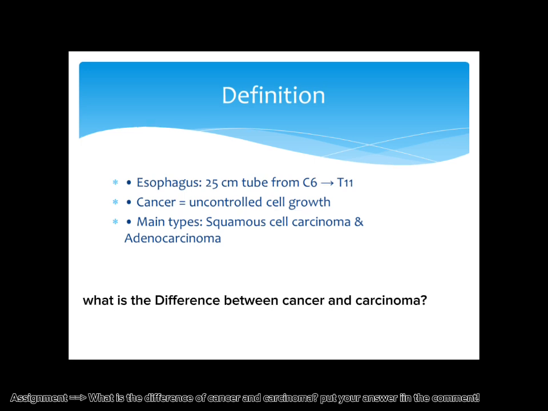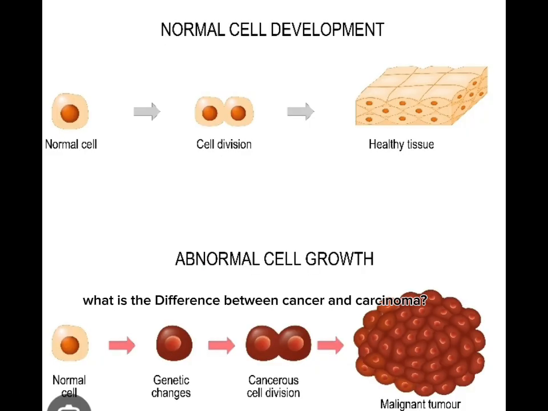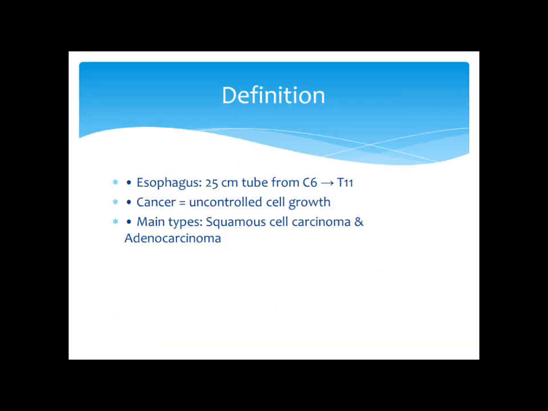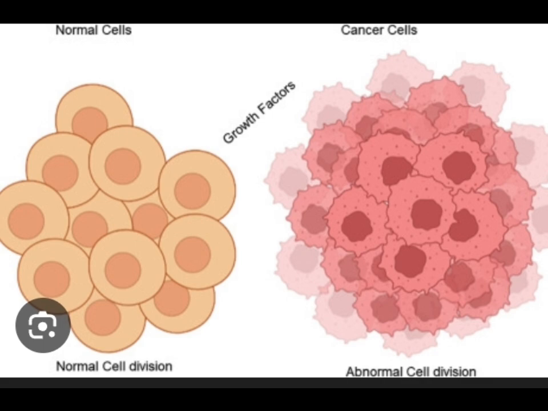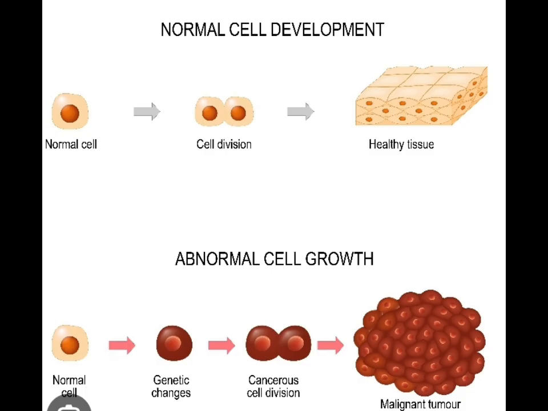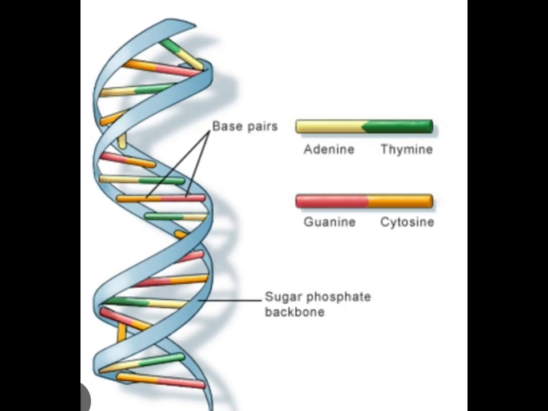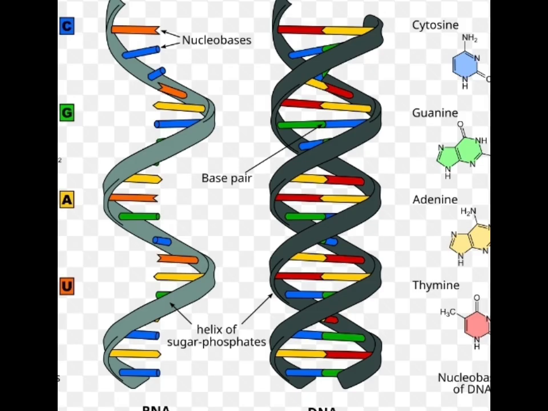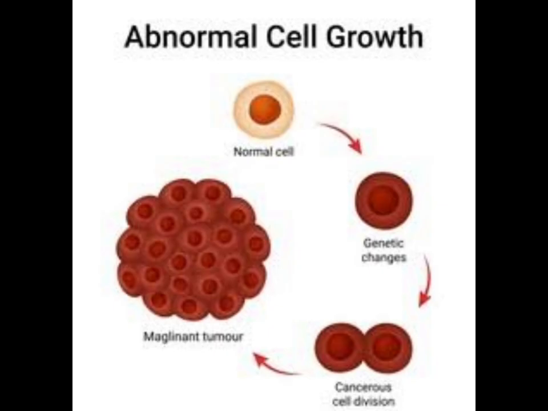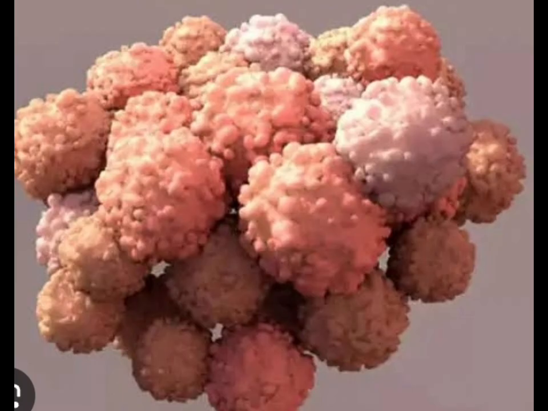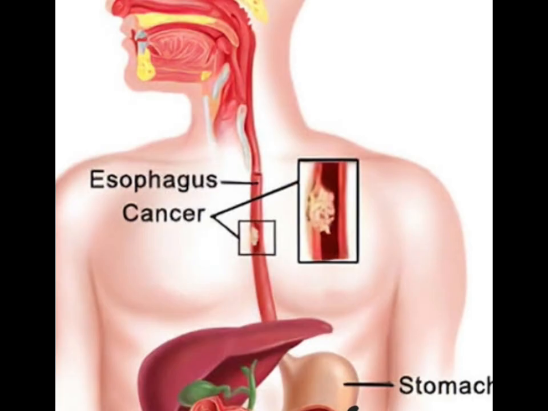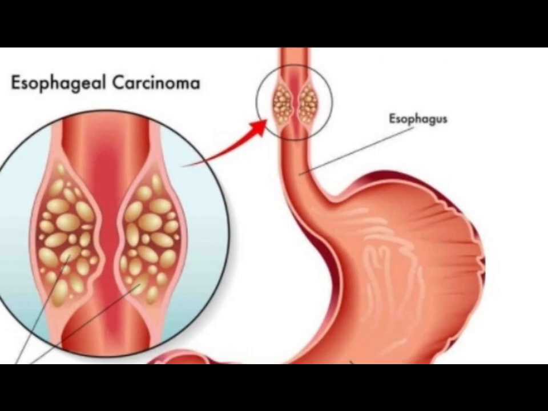So when we see cancer, cancer happens when normal body cells lose control of their growth. Normally cells grow, divide and die in an orderly way, but when something damages their DNA, meaning the cell's instruction book, the cell starts dividing abnormally, refuses to die, and forms a tumor. When these cells grow in the esophagus, it is called esophageal cancer.